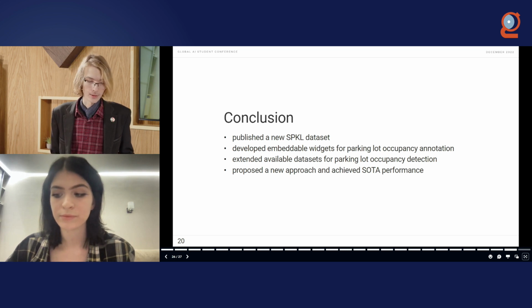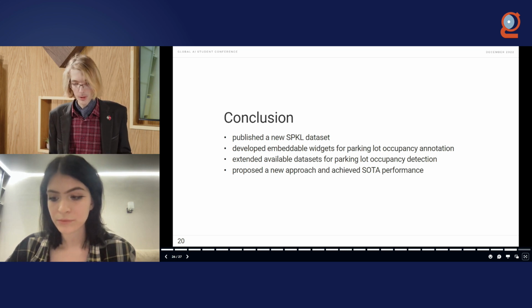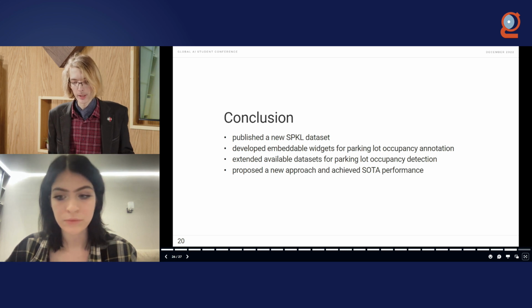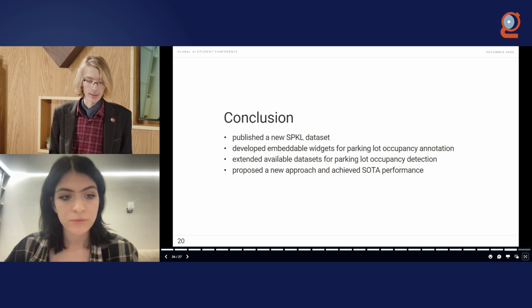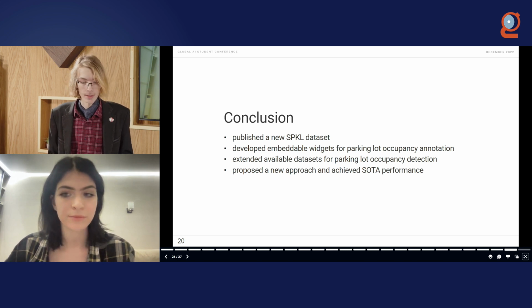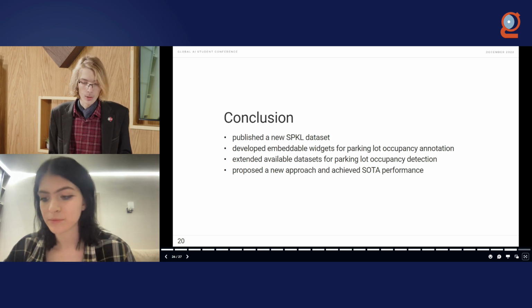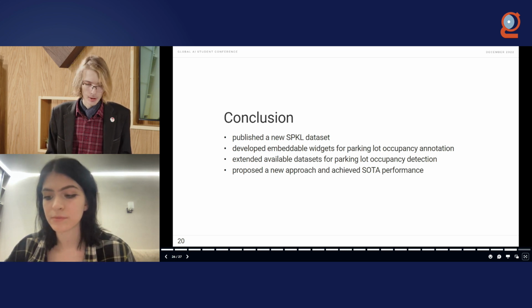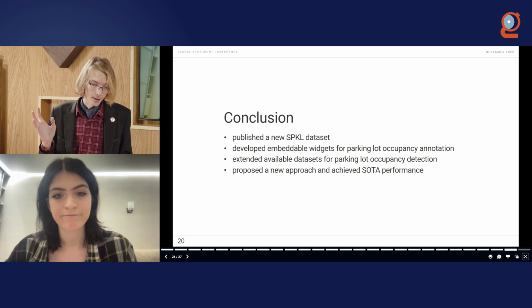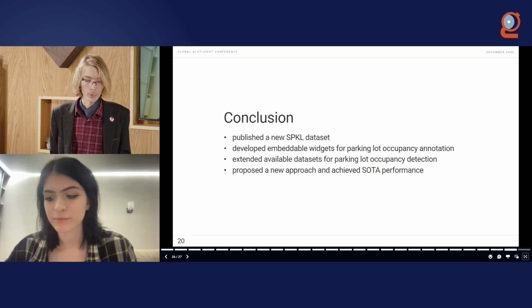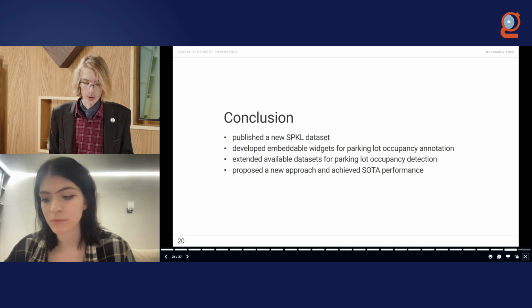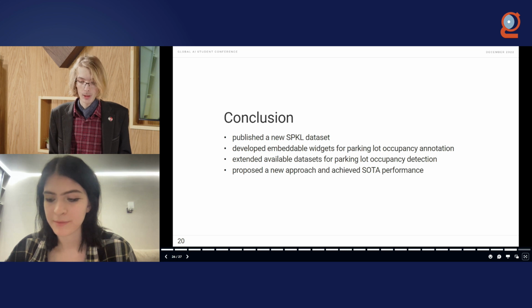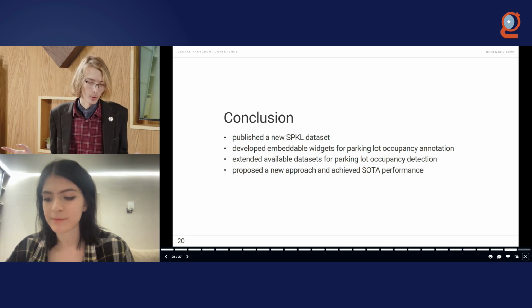We hope that the community will use it, and it will accelerate the annotation process and boost other studies in this domain. Additionally, we extended available datasets for parking lot occupancy detection with additional annotations regarding 20 new categories. And the last one is our own method for predicting parking lot occupancy that achieved state-of-the-art performance and thus outperformed other solutions.